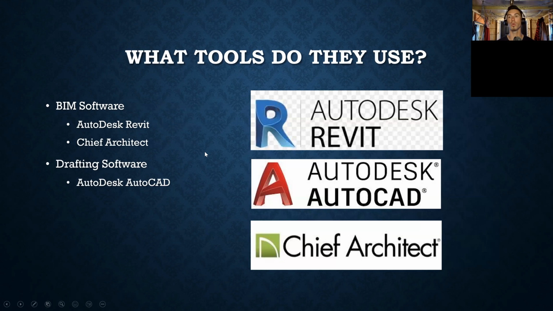So, what tools do draftsmen and architects use? Well, these days, architects at least, and some draftsmen as well, are going to use building information modeling software. That's what BIM stands for. And basically it means a house is going to be developed in a 3D model before a plan is produced.